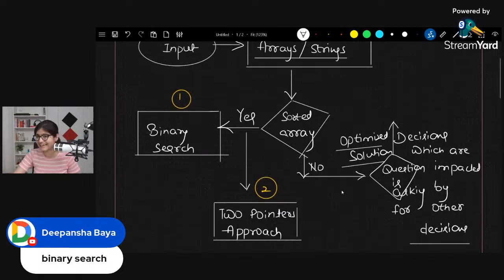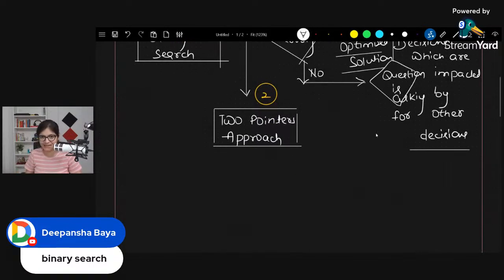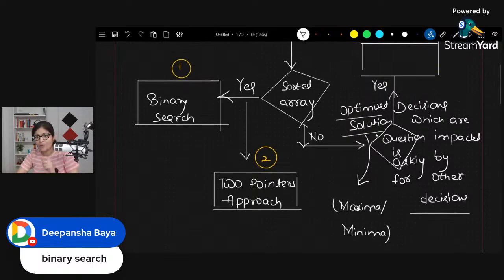So which particular technique in DSA will you apply to solve this problem? If this is the case, which particular technique will you apply? So I'm saying your problem is an optimized problem. What is the meaning of optimized solution? Let me tell you that part as well. In DSA, optimized means either you are trying to find out the maxima or the minima of something. This is the literal meaning if someone says you are trying to find an optimized solution.